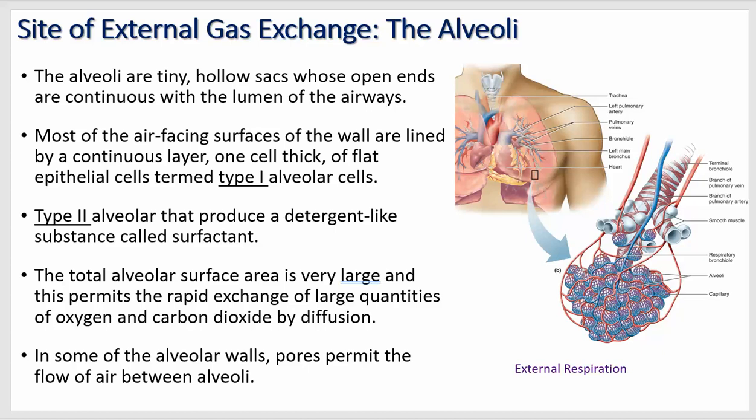So let's move into the lungs. We're going to start exchanging air and putting it in the lungs or in the body. So the alveoli are tiny hollow sacs whose open ends are continuous with the lumen of the airways. Most of the air-facing surfaces of the wall are lined by a continuous layer, 1 cell layer thick, of flat epithelial cells termed type 1 alveolar cells. Okay, and we're going to see a picture of these on the next slide. I couldn't get all of them on one slide.